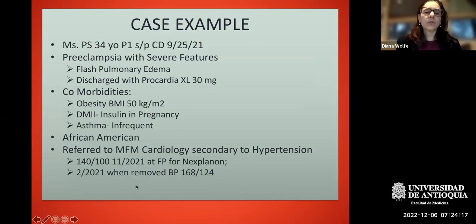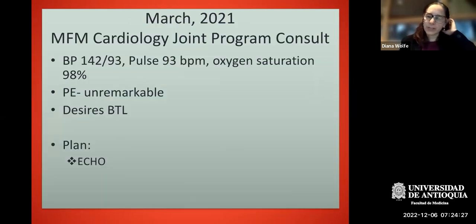Disculpe, era cuando fue a tener la planificación familiar. No se gustaba su Nexplanon, entonces fue a ver OB/GYN para sacar su Nexplanon. Cuando venía a nosotros, era 2002, no 2021, disculpe. Bueno, su presión 142.